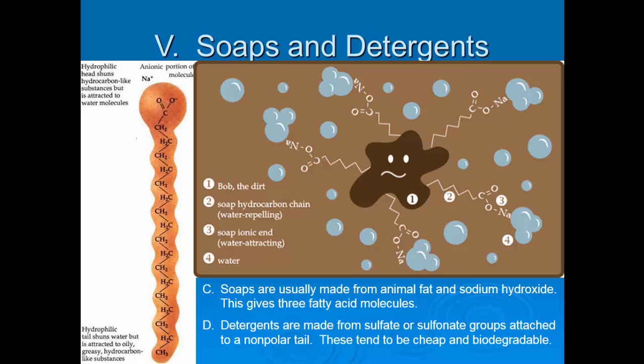So this is what it can look like. Here is a soap molecule. You have an ionic portion on one end. Notice you've got an Na plus and an O minus there. And the other end has a bunch of carbons and hydrogens. They're not going to be polar. And so those nonpolar ends are going to surround Bob the dirt here.